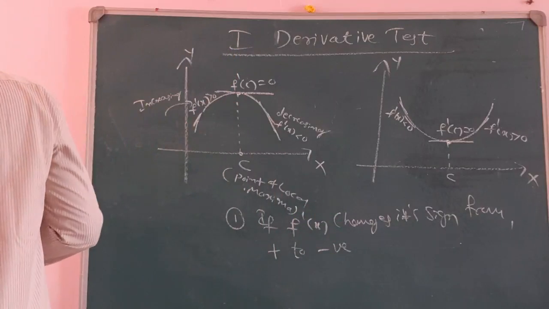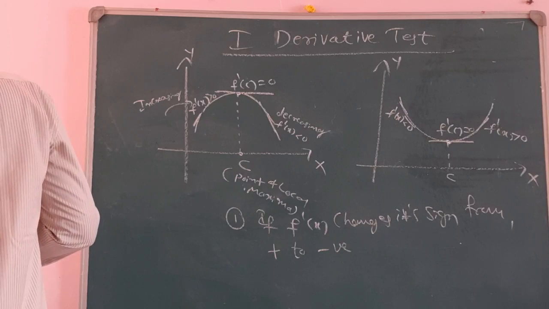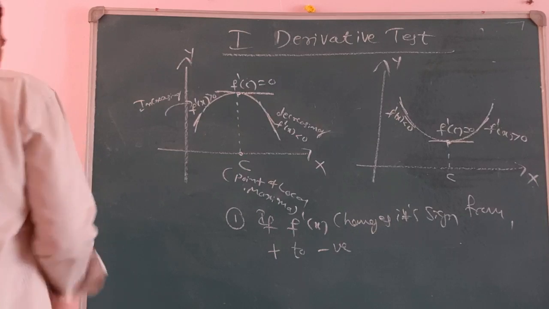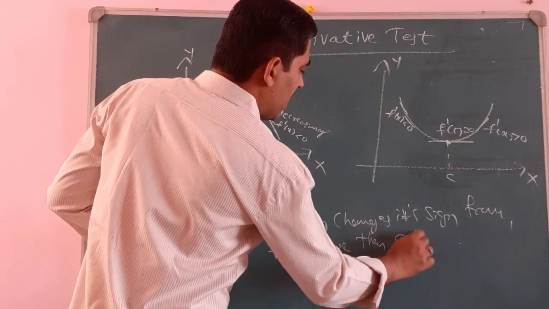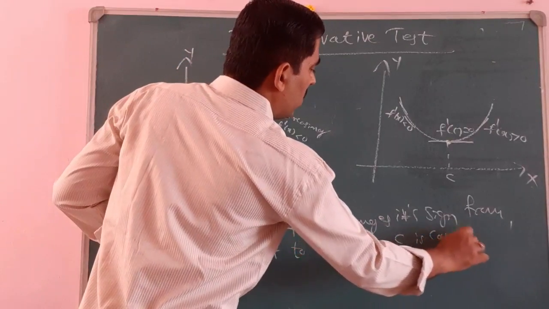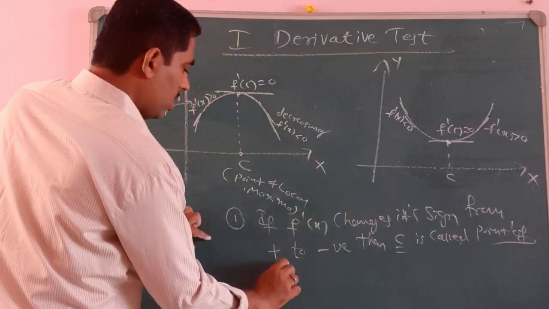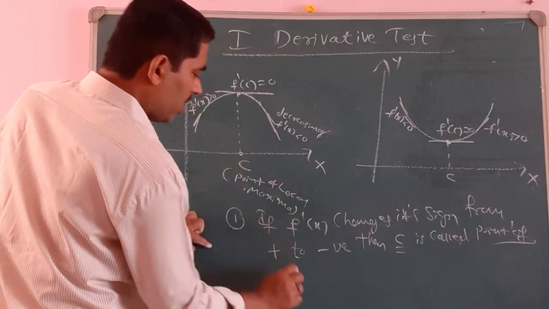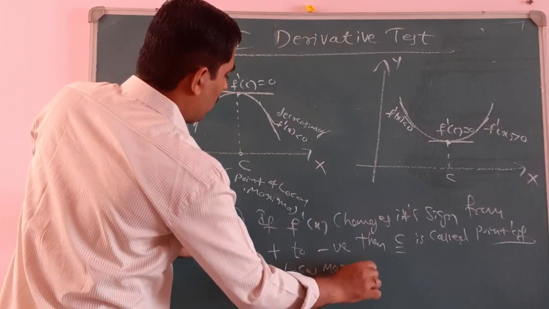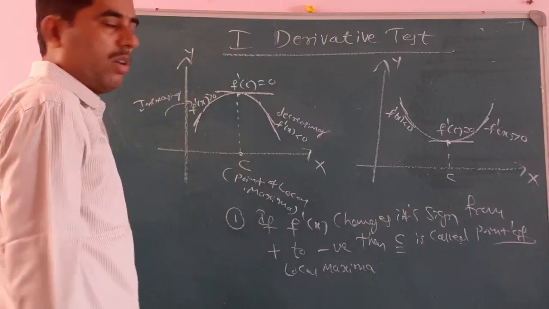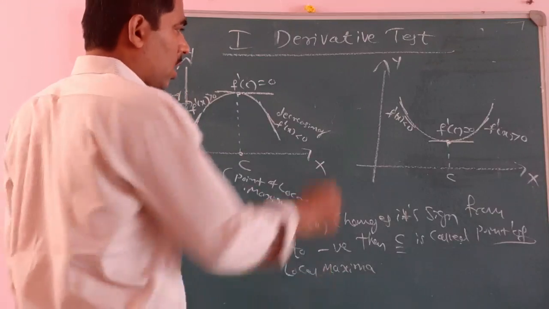So you observe the graph. Positive to negative, then the point c is called the point of local maxima, as we are observing in the first graph.